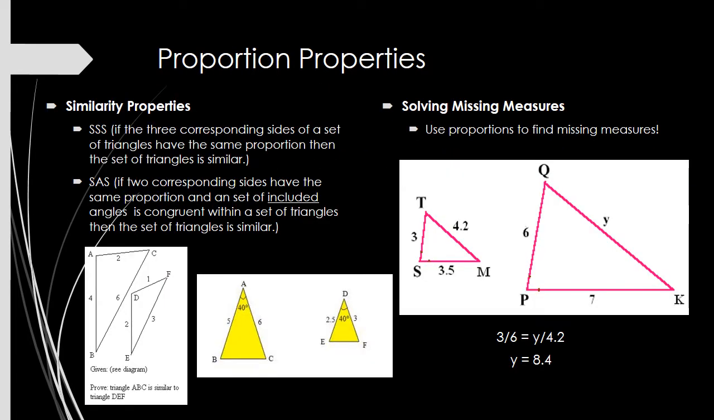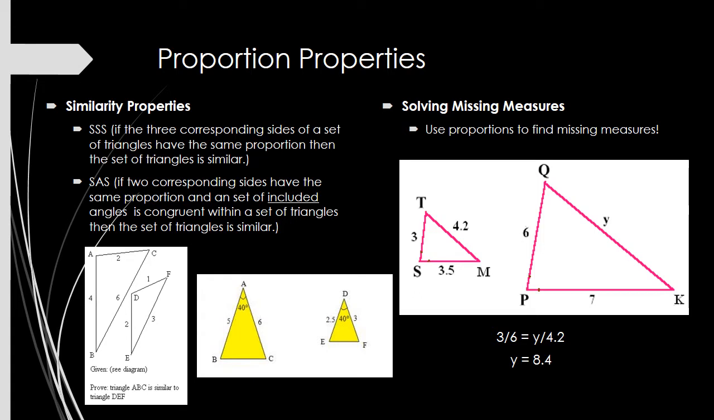Proportion properties have two main concepts. There's similarity properties and then solving missing measures. So the two similarity properties that we have are side-side-side. That states that when three corresponding sides of a set of triangles have the same proportion, then that set of triangles is similar.